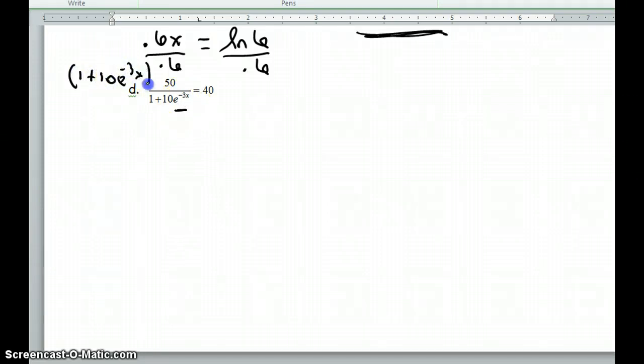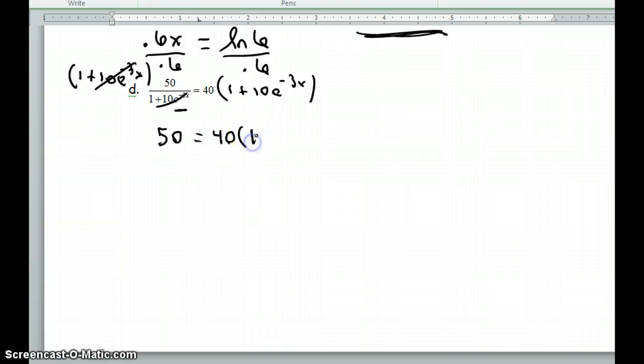When I do that on this side, it's hard to write over here, and then I'm going to do the same thing over here. Then this will cancel this, and all I will be left with is this 50 over here, and then 40 times 1 plus 10 e to the negative 3x. Now I can divide both sides by 40. I could distribute here, but it's a lot easier to divide by 40. When I divide the 50 by the 40, I'm going to get 1.25.